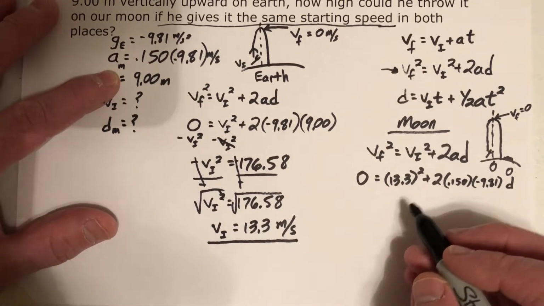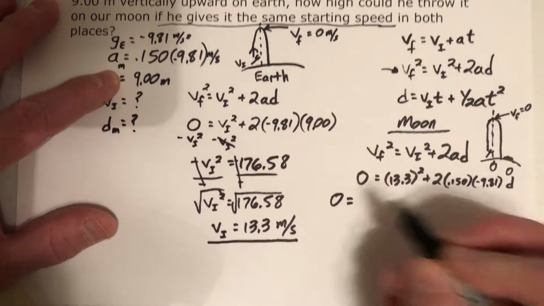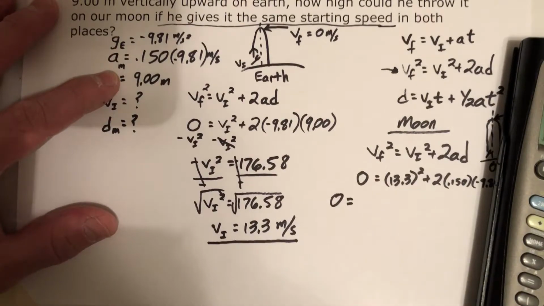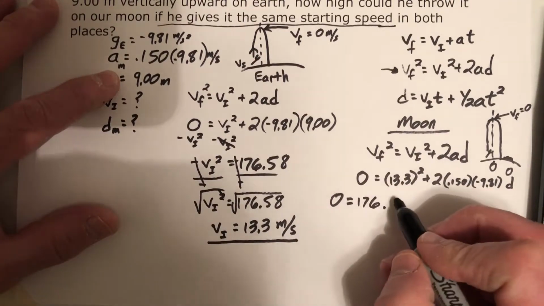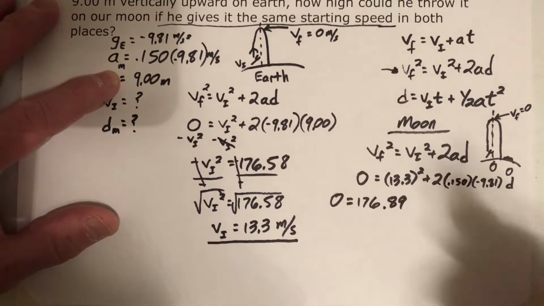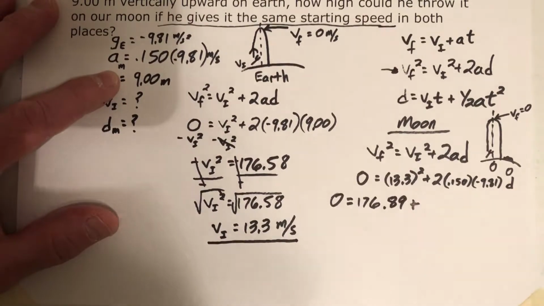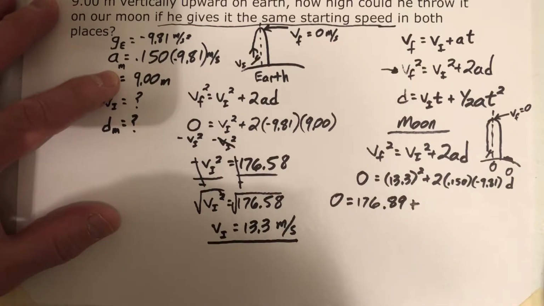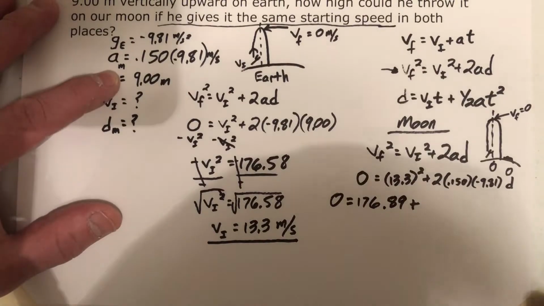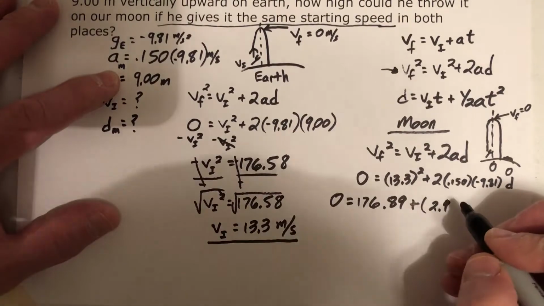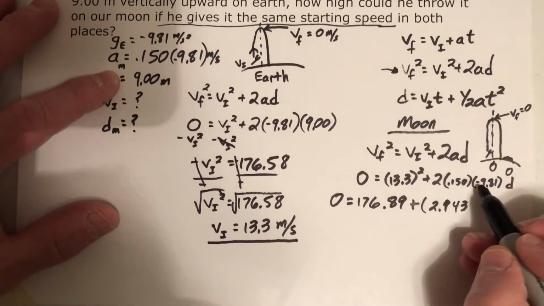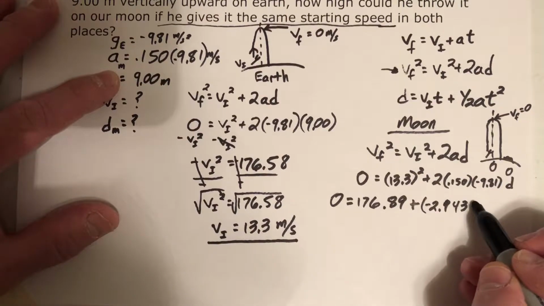Now I'm going to do some math here. I'm just going to leave this, do it step by step. 13.3 squared gives me 176.89 plus 9.81 times 0.15 times 2 equals 2.943. 2.943, and that is a negative, okay, D.